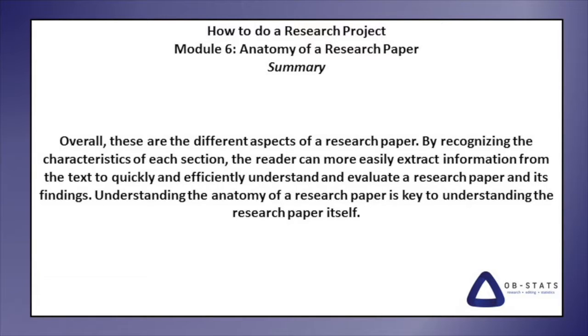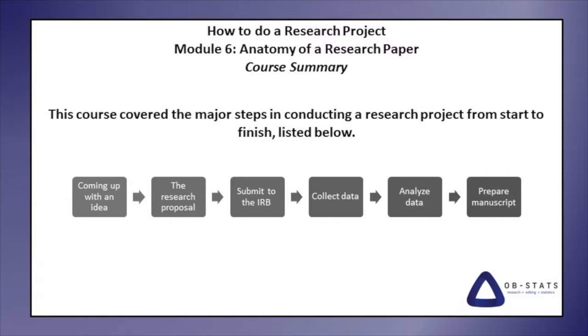Overall, these are the different aspects of a research paper. By recognizing the characteristics of each section, the reader can more easily extract information from the text to quickly and efficiently understand and evaluate a research paper and its findings. Understanding the anatomy of a research paper is key to understanding the research paper itself. This module is the final module in the course How to Do a Research Project.